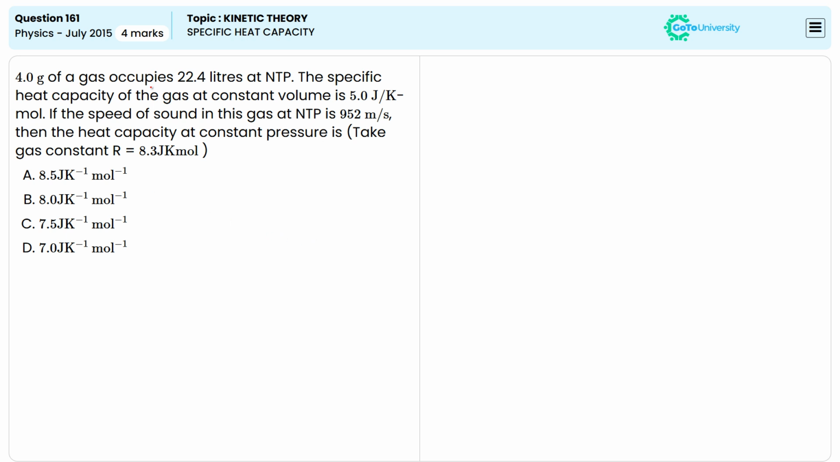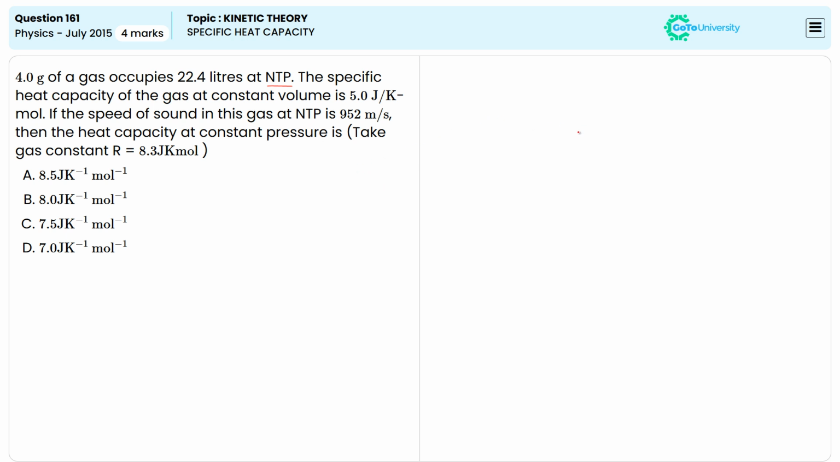4 gram of a gas occupies 22.4 liters at NTP. The specific heat capacity of the gas at constant volume, that is Cv, is 5.0 joules per kilomole. If the speed of the sound in the gas at NTP is 952 meters per second, then the heat capacity at constant pressure is? Take gas constant R is equal to 8.3 joules per kilomole.